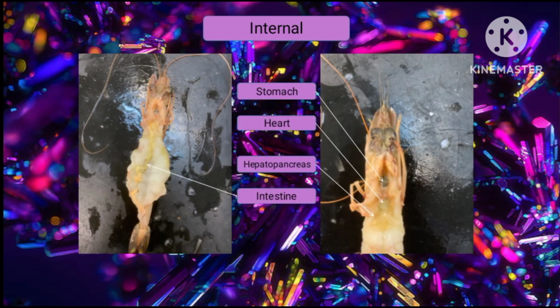Now we continue to the internal of the shrimp. First, we can see here a stomach at the front and the heart in the middle, and below the heart is the hepatopancreas. Now, as we can see in the left picture, there is a yellowish thread, which is the intestine, which contains the digestive tract of the shrimp.